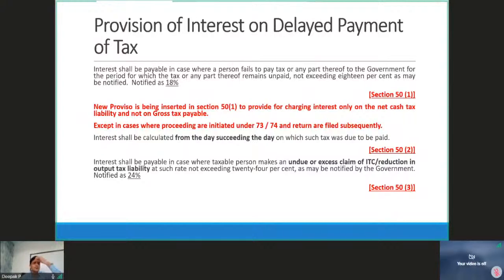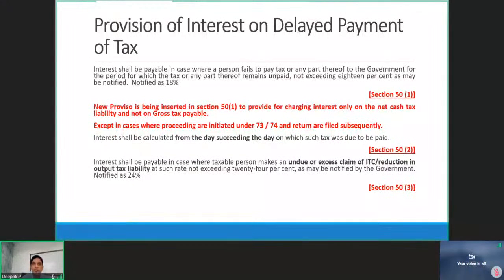But there is an exception which says, except in case there is any proceedings initiated under section 73 or 74, and the return is filed after that. So you have not filed the return, the department has initiated a proceeding under 73 and 74, and then you file a return. Then you cannot tell, no, I have filed the return now, so you give me the credit.